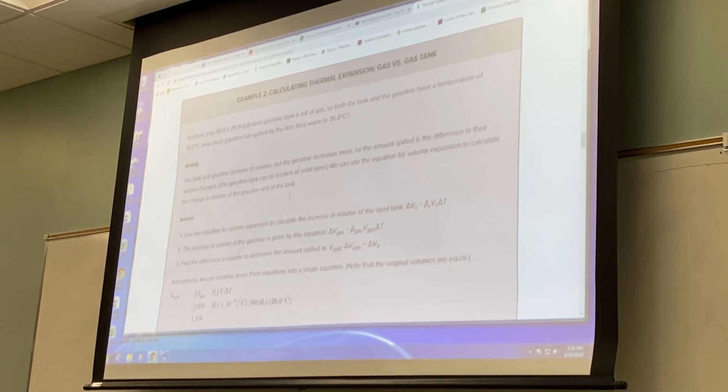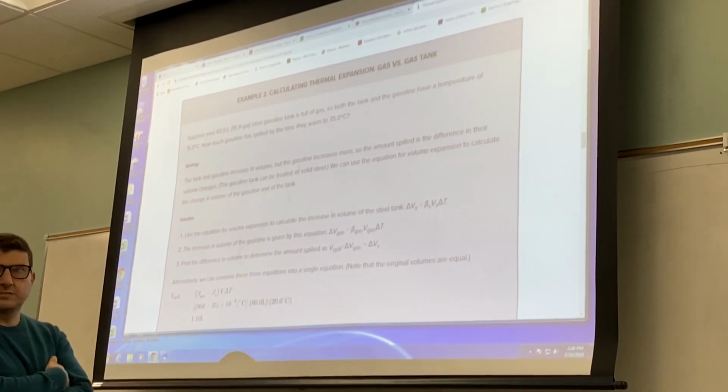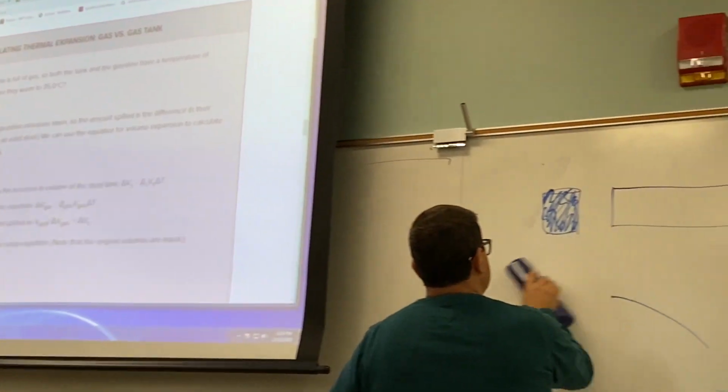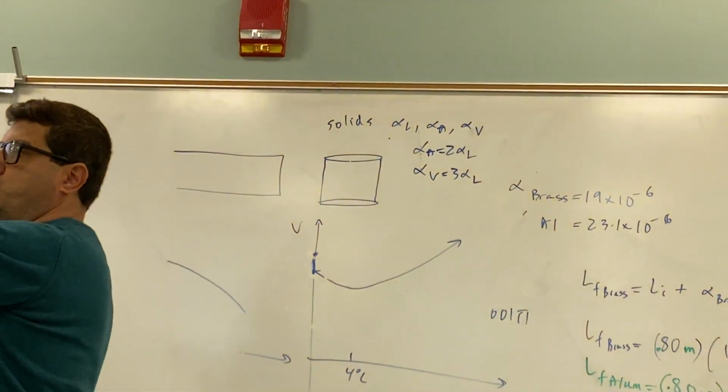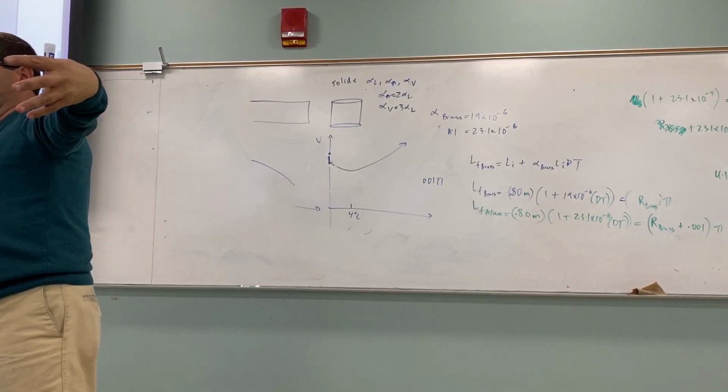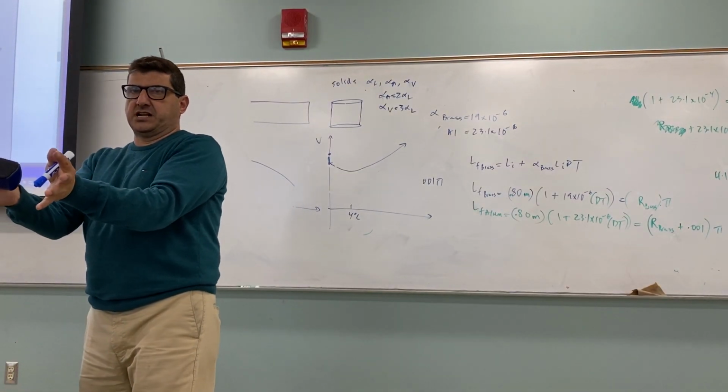Okay, this is a nice problem. Suppose your 60-liter steel gasoline tank is full of gas. So both the tank and the gasoline have a temperature of 15 Celsius. How much gasoline has spilled by the time they warm to 35? You see? So this kind of problem will force you to use the solid expansion equation and the liquid one together, because you have the container that's solid, right?